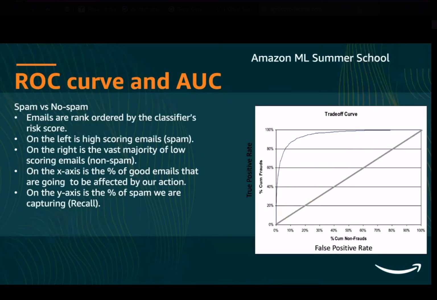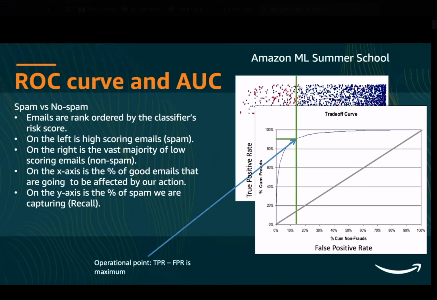So consider the problem of classifying a mail as spam versus no spam. Assume that the emails are ranked by the classifier risk score. On the left are high scoring mails, which should be classified as spam, and on the right are the low risk or low probability mails, which should be classified as no spam. And here is the ROC curve, which is again the plot of true positive rate to false positive rate.